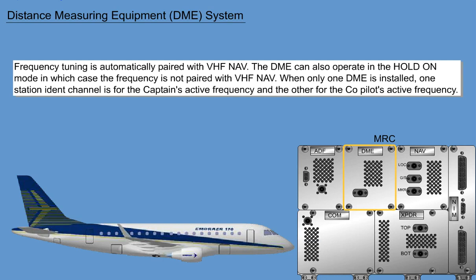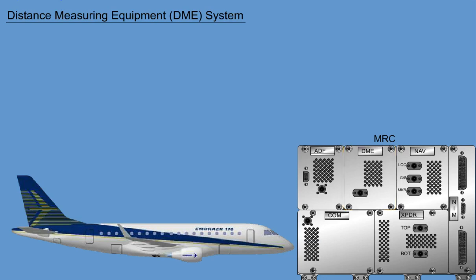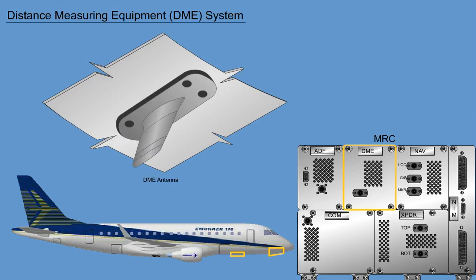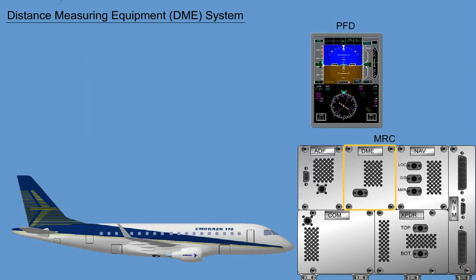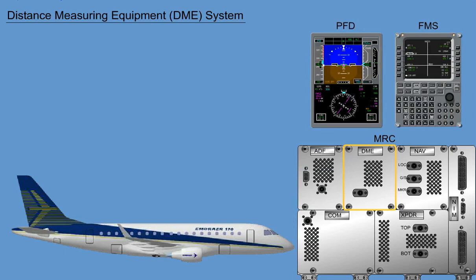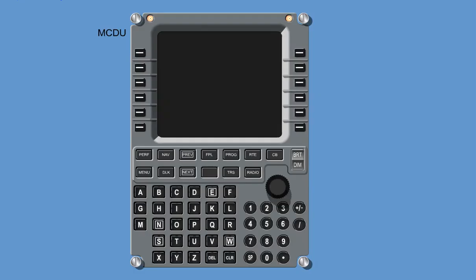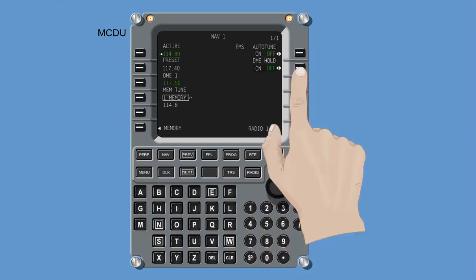When only one DME is installed, one station ident channel is for the captain's active frequency and the other for the co-pilot's active frequency. The DME system consists of a DME module and a DME antenna. A second is optional. The DME interfaces with the display system and FMS through the ASCB D-bus. Press the Nav button on the MCDU to go to Nav page 1 of 1. Press the line select key next to DME to cycle DME hold on or off.